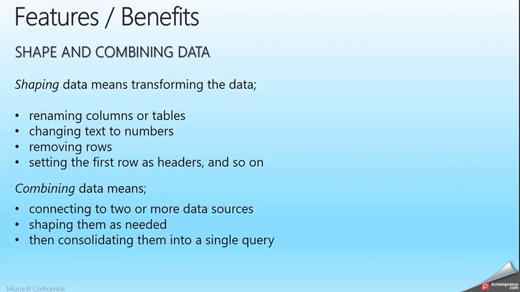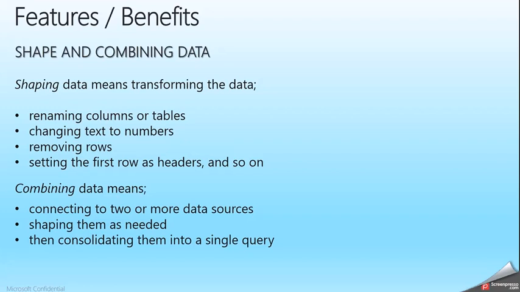Shaping data means transforming the data. Sometimes we need to clean the data, sometimes we need to rename the columns or tables as per the requirement, sometimes we need to change the text to numbers, and sometimes we remove the unnecessary rows from the data and set the first row as header and so on. Because when we discuss data, data is always in the raw form. To view and visualize the data, we must perform this type of activity on the data.